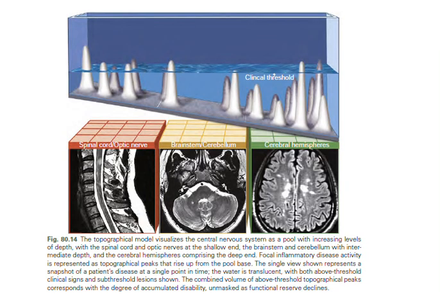However, as the disease progresses and the patient's overall functional reserve declines over time, the water level effectively drops. The combined volume of these above-threshold topographical peaks ultimately corresponds with the patient's true degree of accumulated disability. This explains the classic clinico-radiological paradox, where a patient's neuroimaging can show extensive, hidden cerebral plaque burden long before severe physical disability is unmasked at the bedside.